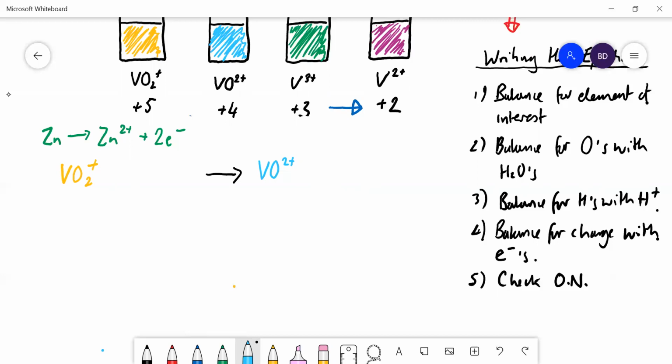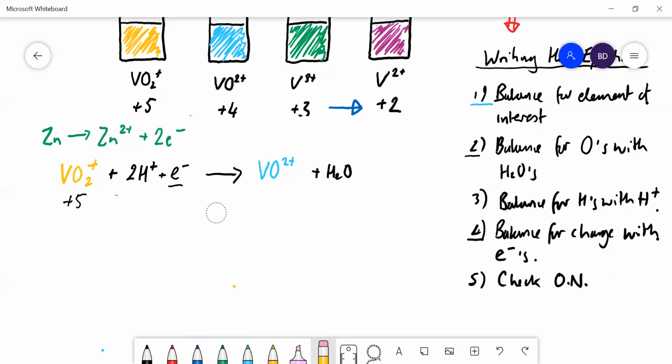So that reduces it. What we've done there is balance for the element of interest. We don't need to worry because we've got one vanadium atom. Now we need to balance oxygens with H2Os. I have 2 on the left and 1 on the right, so I need an H2O here, which means I need 2 protons here. That's step 3, balance the hydrogens with H+. Finally, balance the charge with electrons. I've got a total of 3 pluses on the left and only 2 pluses on the right, so I need 1 electron in there. If you want to check the oxidation numbers, that's fine, because this is +5 and this is +4, so it's being reduced by 1 electron, and we're gaining electrons, so that's good, and there's only 1 of them, so that's all right.